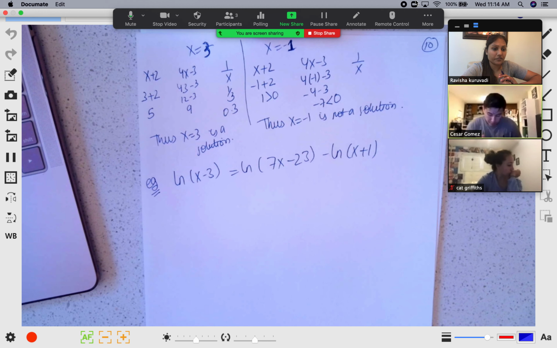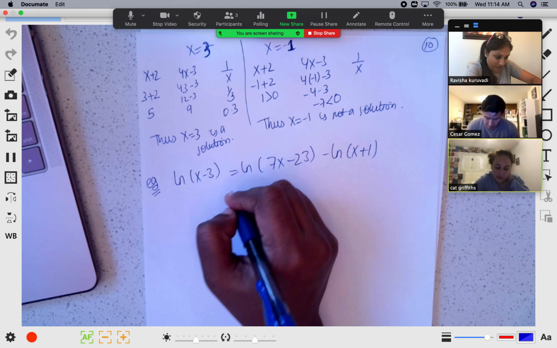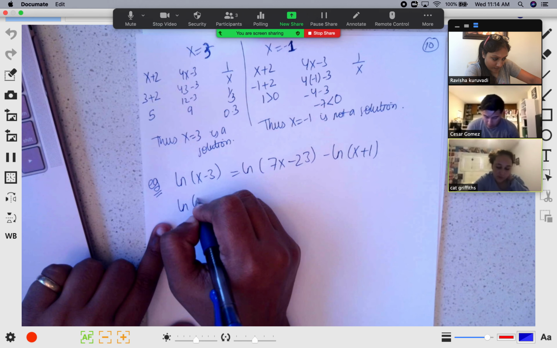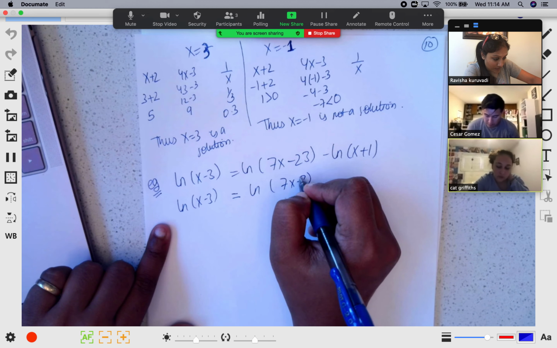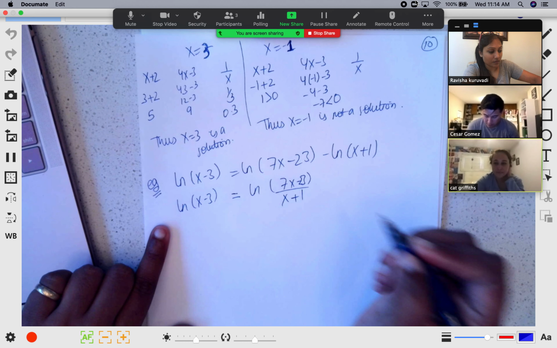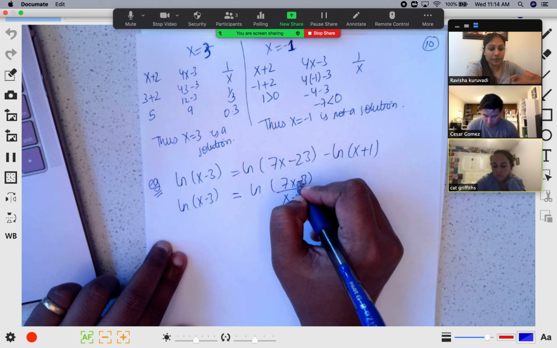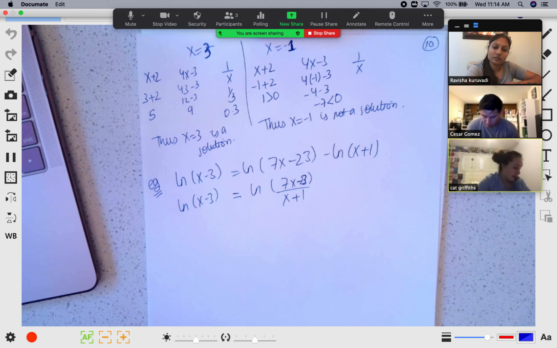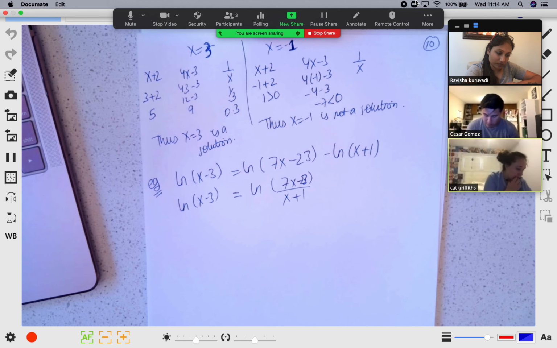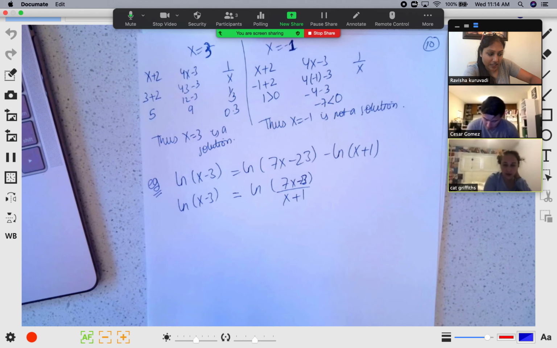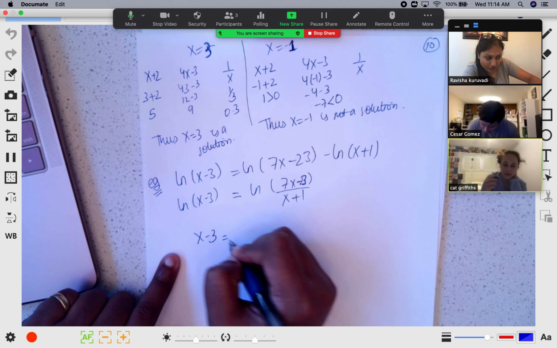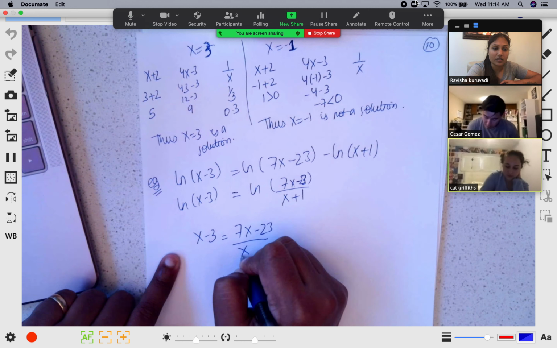Okay, Kat, first step. Since it's subtracting, you would do ln of (7x minus 23) over (x plus 1) equals ln of (x minus 3). I'm pretty sure both sides are ln, right? The ln gets cancelled. You're left with x minus 3 is equal to 7x minus 23 over x plus 1.